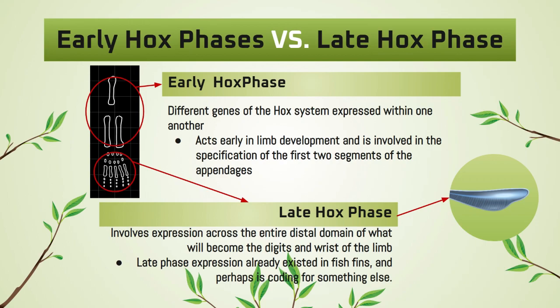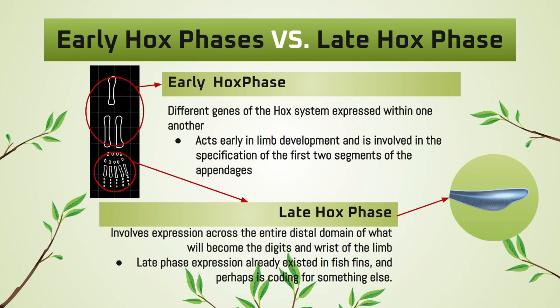So the early Hox phase acts early on in the limb development and is involved in the specification of the first 2 segments of the appendage. The image on the left, which I drew myself. The first 2 segments are circled, and those are what is being developed in the early Hox phase.